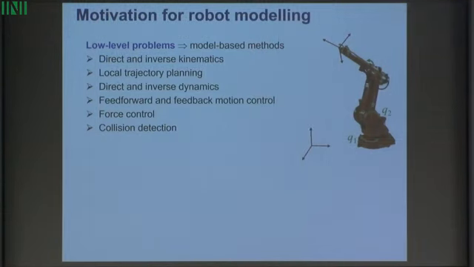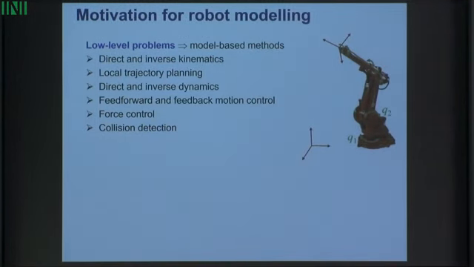To motivate why we need models, I recall here a number of very classical problems found in robotics for which models turn out to be very useful. For those of you who are not familiar with robotics, the goal is usually to control the motion of the end effector here. We represent the motion by attaching a frame to this end effector. But to control this motion, we act on the joints using motors, right? And so we have different types of problems.